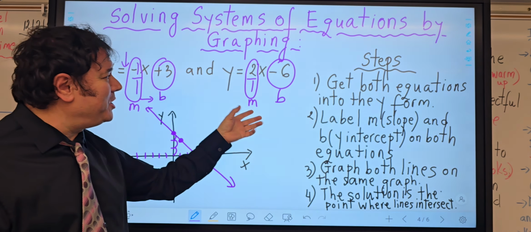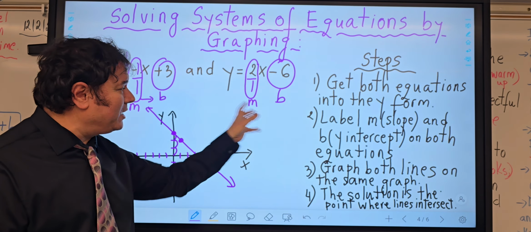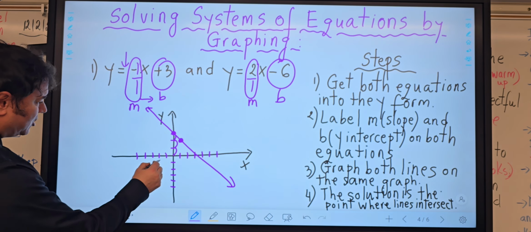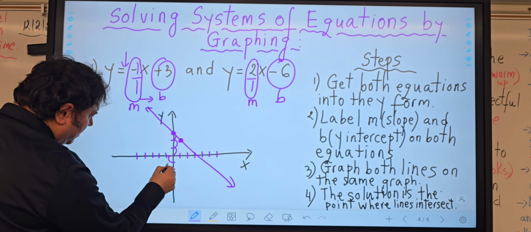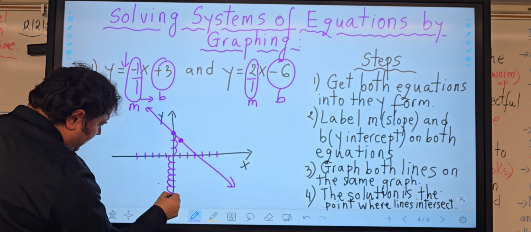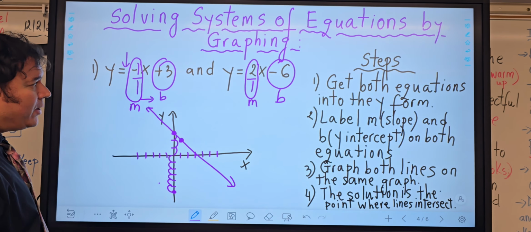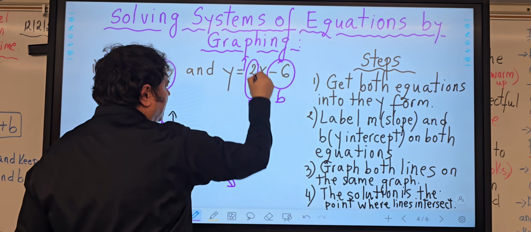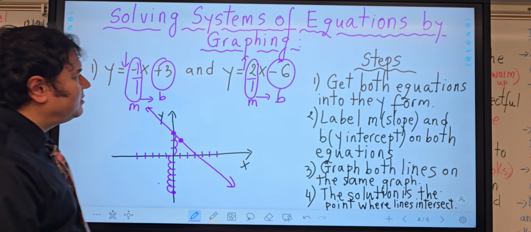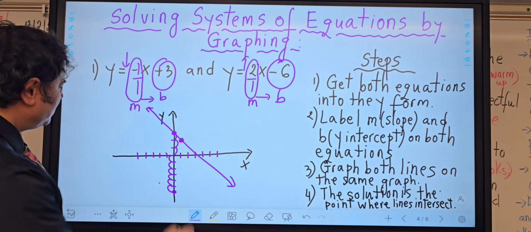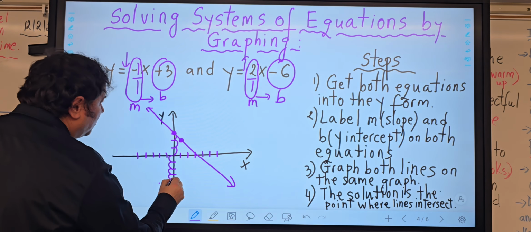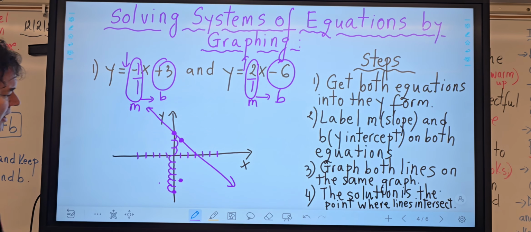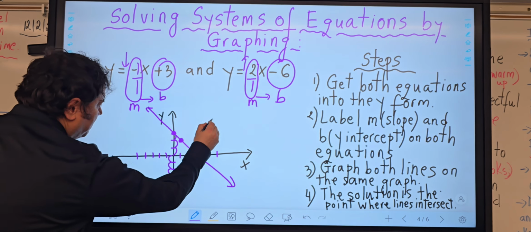Now let's take a look at the second equation. And we are going to graph b first, right, on the same graph. So now we are going to go to negative 6 because b is negative 6. So we have 1, 2, 3, 4, 5, and 6 right there. And then we are going to go 2 units up because 2 is positive, 2 up, and then another unit to the right. Rise over run. So let's go from negative 6, 2 units up, 1, 2. And then another unit to the right, and it's going to be right here. And now we are going to connect the dots.